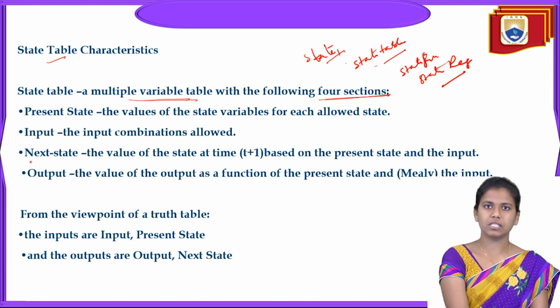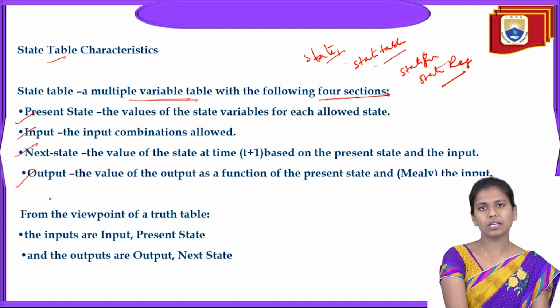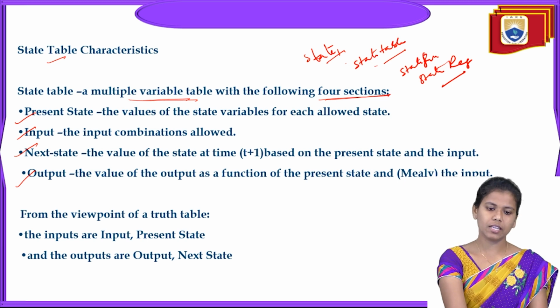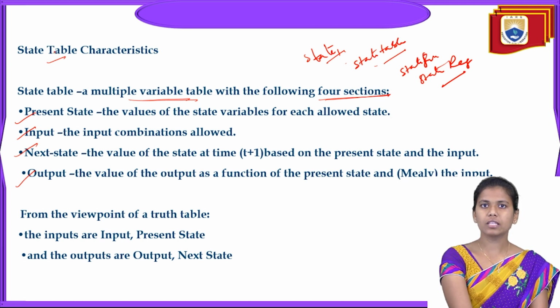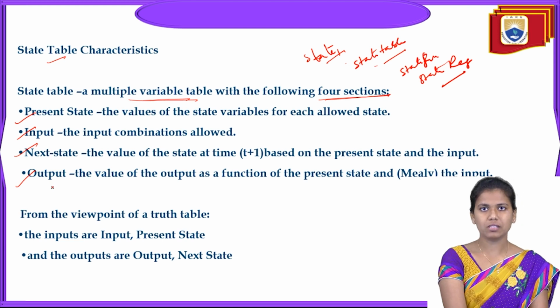The first is present state, then input, next state, and the output. These are the 4 sections that we can see in a state table. So what is this present state?